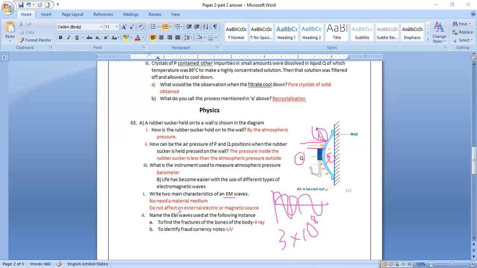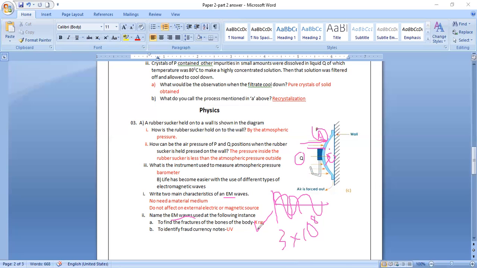Okay. Name the electromagnetic waves used in the following instances, right? To find the fractures of the bones of the body. Normally, if you have any bone fracture, we do it by X-ray. So what are the EM wave types? Gamma rays, X-rays, UV, visible, IR, radio, micro. Those are the types of waves. You have to know all the advantages and also the disadvantages. Right. So normally for any fractures, we use X-rays.